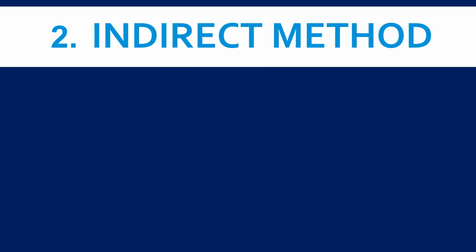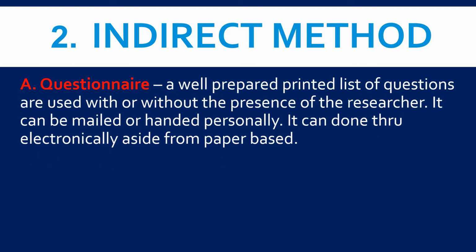So you can use this if you cannot access your respondents face to face, or if you want to save time, if you want to gather the information in a single period of time. And we are going to use a questionnaire. This is a well-prepared printed list of questions that are used with or without the presence of the researcher. So you can ask the help of your friends or your co-teachers to distribute the questionnaires. And it can be mailed or handed personally to them. And you can also send this electronically aside from paper-based.